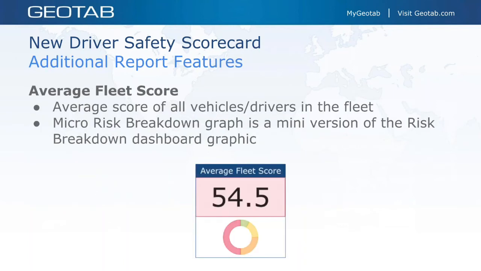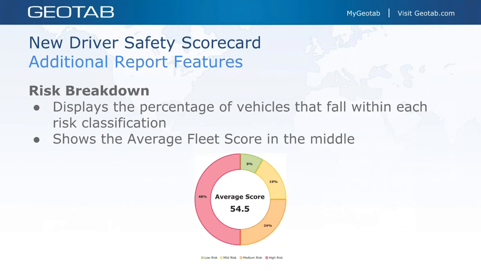All right, so looking at the report a little bit, here are some of the graphics that you'll see in the report. You have the average score of all vehicles and drivers in the fleet. You have a micro risk breakdown graph there. This is actually the graphic that's going to show on your dashboard. So you have the average score, and then you have the percentage of vehicles that fall within each risk classification, where you have low risk, mild risk, medium risk, or high risk. Again, this is your dashboard graphic.